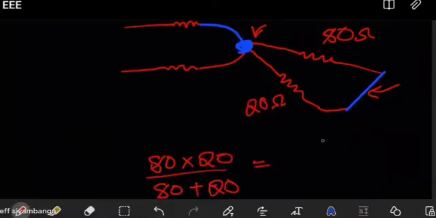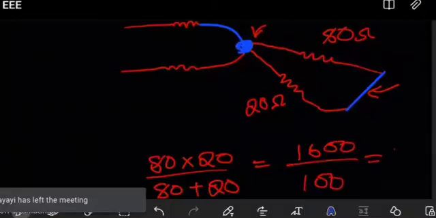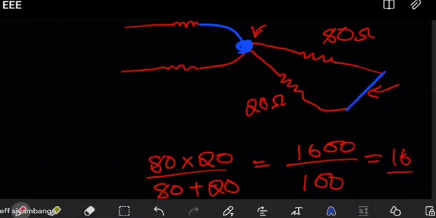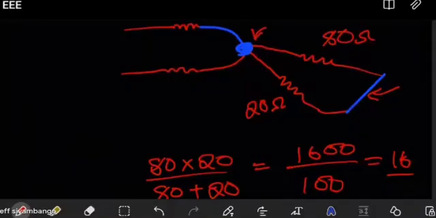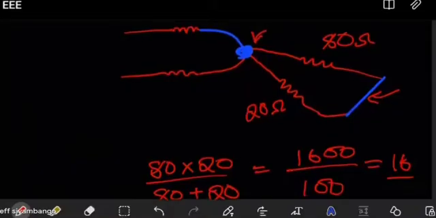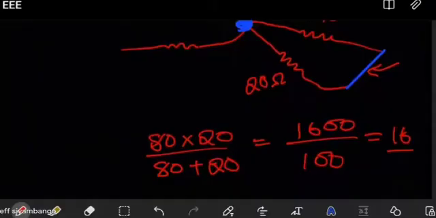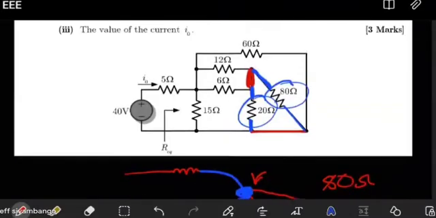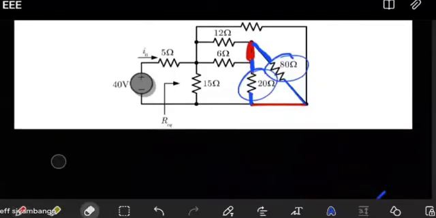So what will be the answer here? Is it 1600 over 100? Is it this? You guys can confirm this. Is it that? Yeah, great. So looks like we combine that to get 16 ohms. What does that then imply?